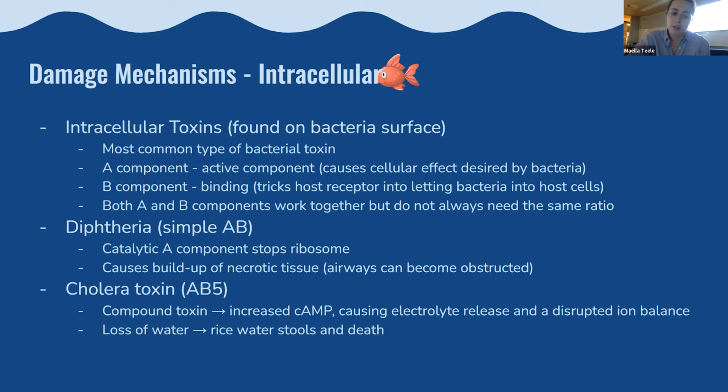Then you've got cholera toxin, which is an AB5. So for every A, there's 5 Bs. And this is actually a compound toxin. It increases the cAMP and causes electrolyte release and a disrupted ion balance. This is pretty bad because when you've got a disrupted ion balance, you lose a lot of water. So then you've got rice water stools. You'll learn a lot about this in year 2, but it leads to the clinical sign of rice water stools, and this can eventually lead to death. So it's really dangerous, a really dangerous disease.